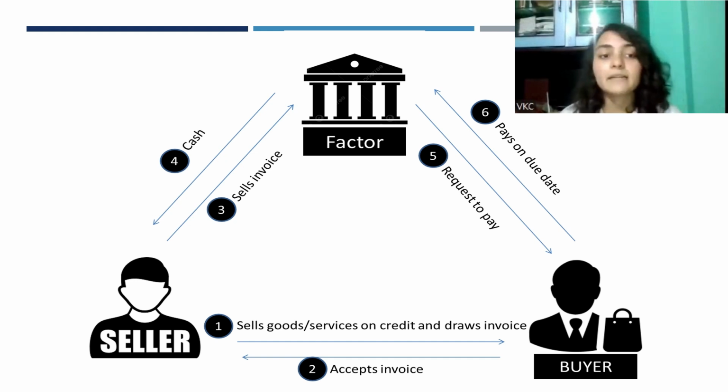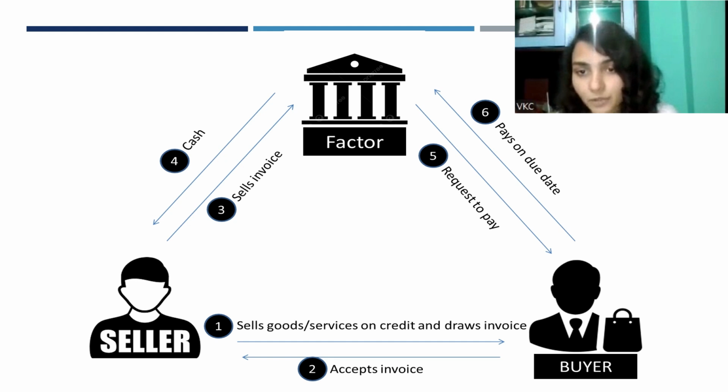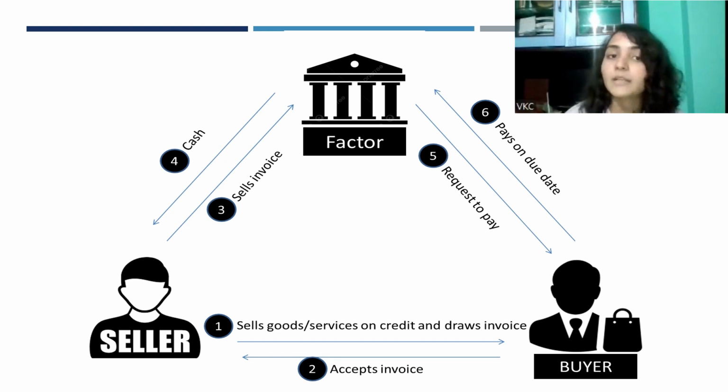The business then takes this invoice and goes to a factor and sells the invoice to this factor. The factor will advance a portion of the invoice value to the seller. Thereafter, on the due date, it is the factor which collects the payments from the customer, from the buyer, that is. Factoring can be of two types.